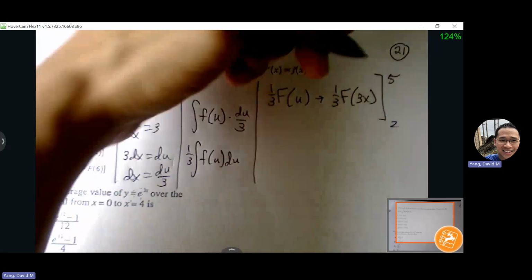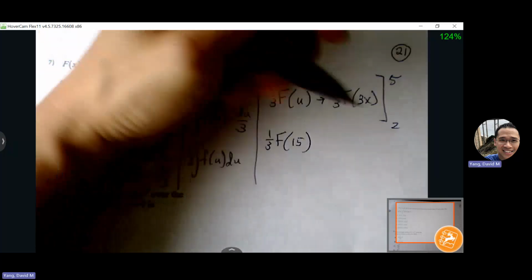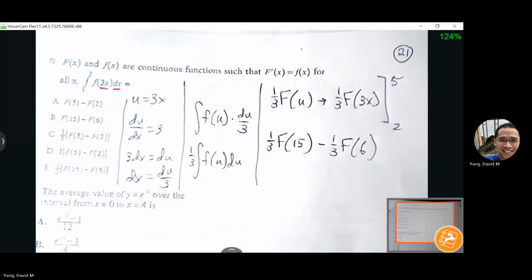So now we can plug in upper and lower bounds. 5 times 3 is 15 minus lower bound f of 6.